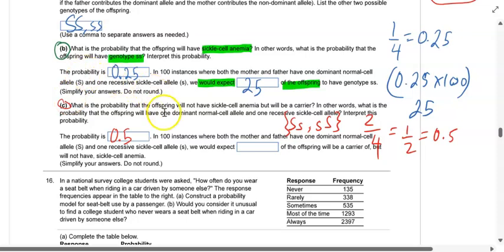Like part B, in 100 instances you have 50, right? 0.5 times 100 is 50. We'd expect 50 of the offspring to have the carrier trait but not sickle cell anemia.